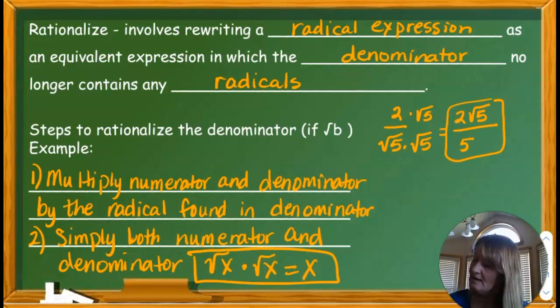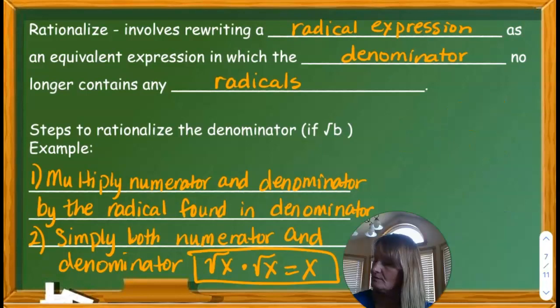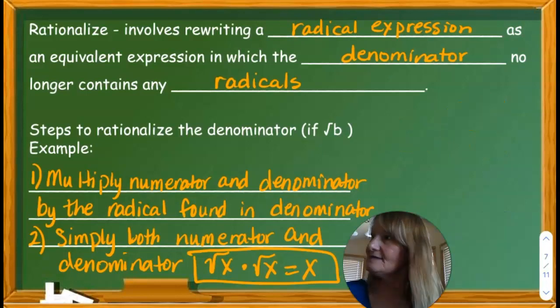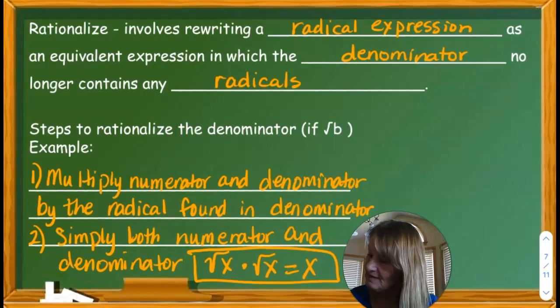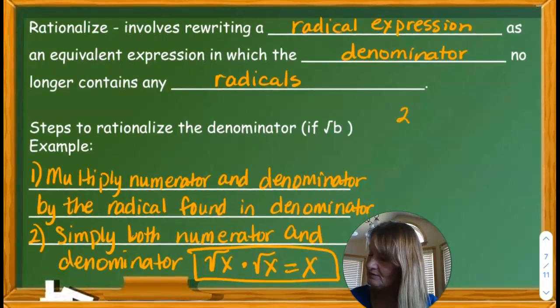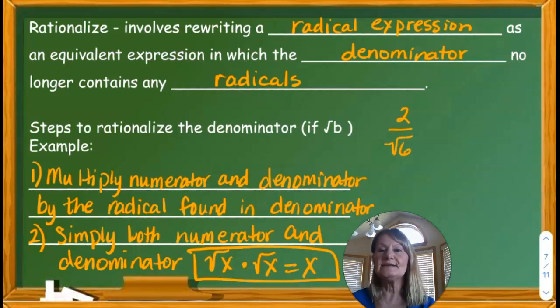Okay, again, if you need to jot that down, I'm going to erase that and we're going to do another one, so be sure you pause. Okay, so how about let's do something like 2 over the square root of 6. Something very easy. What would you do? And if you want to go ahead and pause it and try it on your own, that would be awesome.